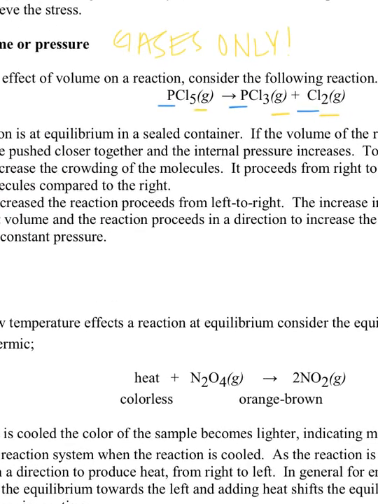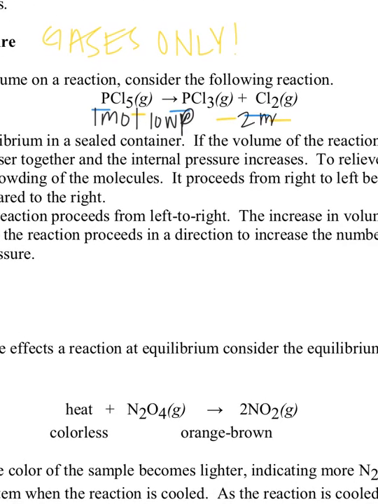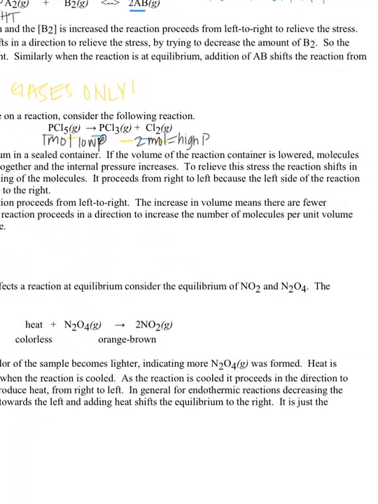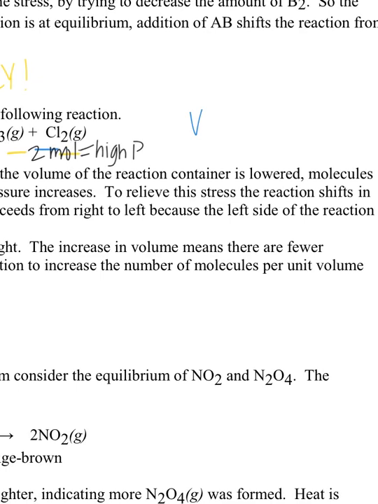Okay, because over here, let's write this out. Again, I've got 1 mole, which is a low pressure. Over here, I've got 2 moles, which is a high pressure, because I've got more molecules bouncing around, hitting each other, all that good stuff. Then the opposite: if the volume went down, pressure would go up, and so I'm going to shift left, to the side with fewer moles, to counteract that pressure increase.